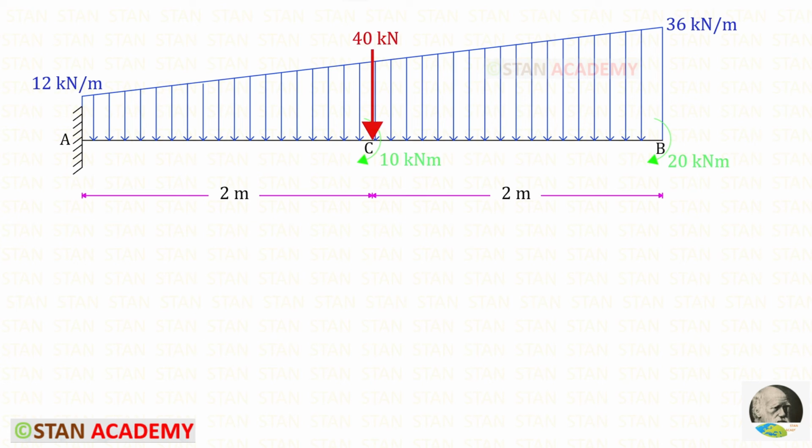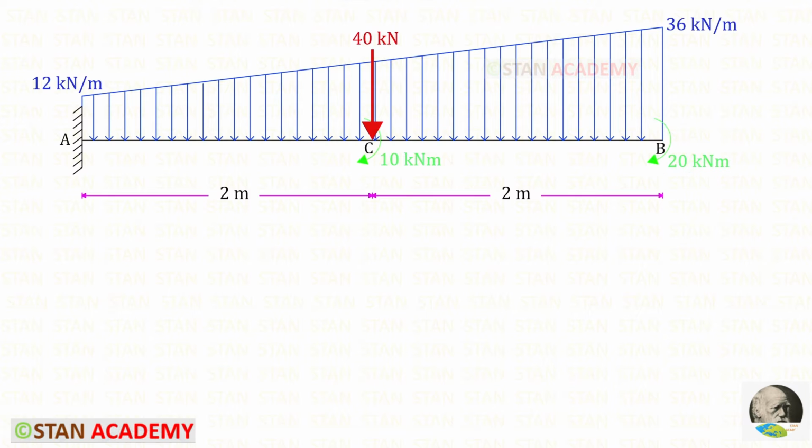Hello everyone. Today for this cantilever beam we are going to draw the shear force and bending moment diagrams. In this beam we have uniformly varying load. It varies from 12 kN per meter in the fixed end to 36 kN per meter in the free end. In the free end we have a concentrated moment 20 kN meter. It is acting in the clockwise direction.